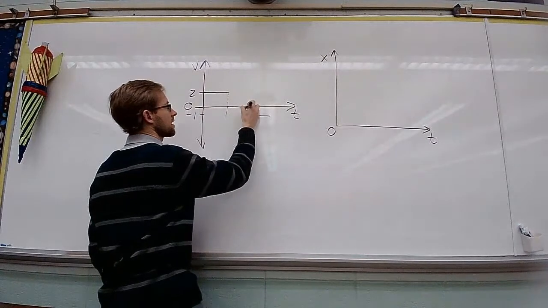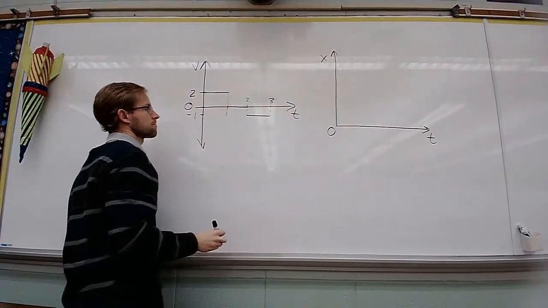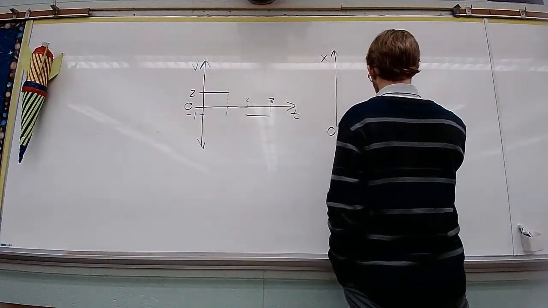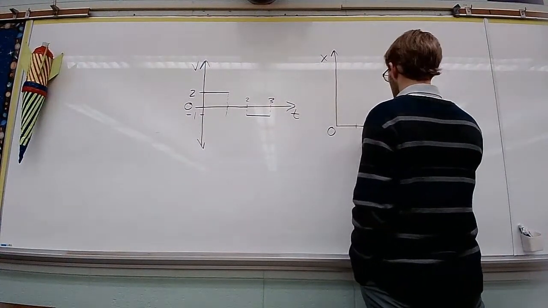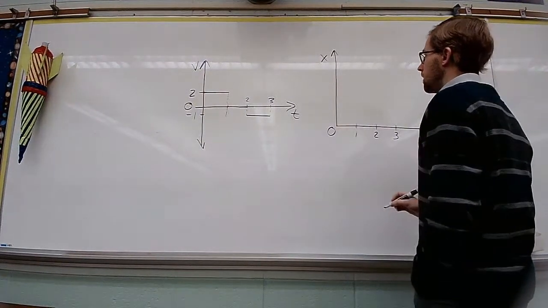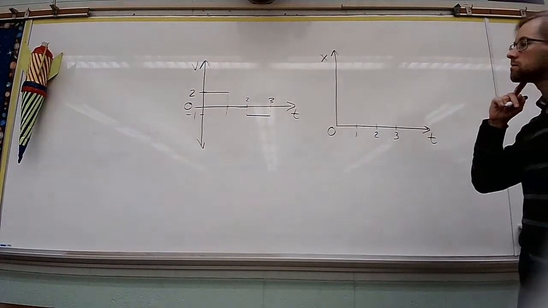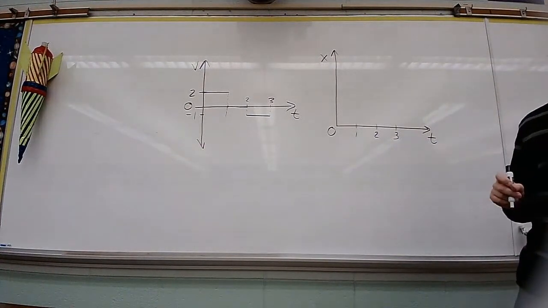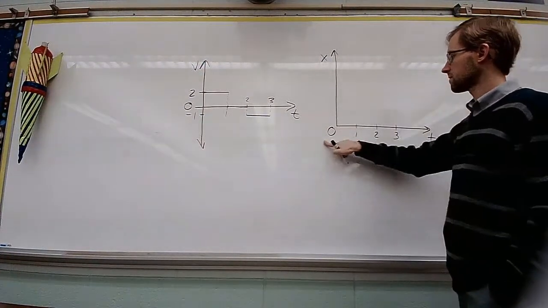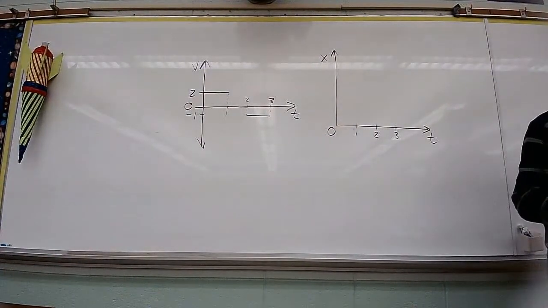Say this is 1 second, this is 2 seconds, this is 3. What kind of graph are we drawing? Position? Position time graph, yep. And for this one, we'll assume that you're starting at the origin.